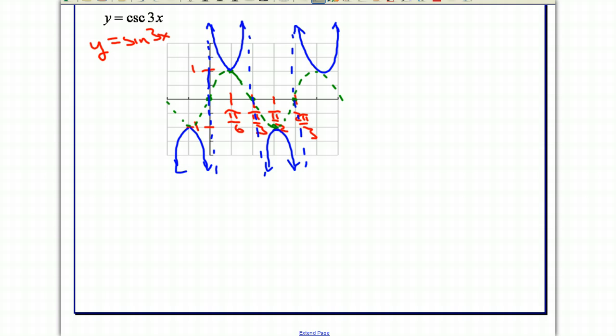And I know there's still 2 more graphs, the tangent and the cotangent. That will be the next part of the lesson. So those are your secant and cosecant graphs. To make a long story short, how do you graph those? And the answer is graph a sine or cosine.